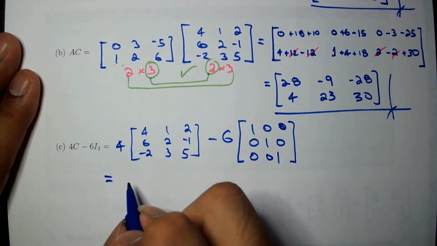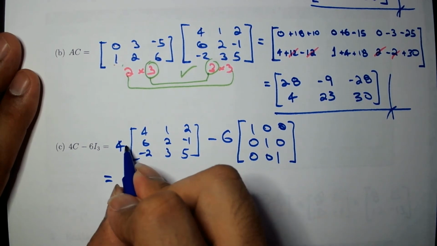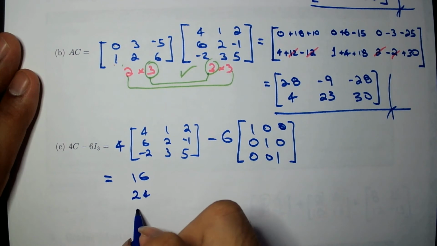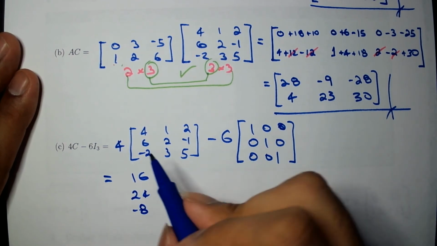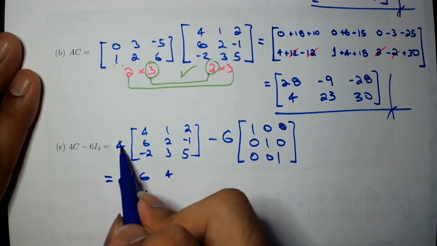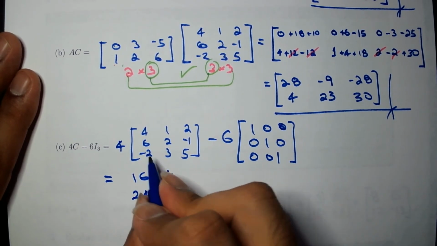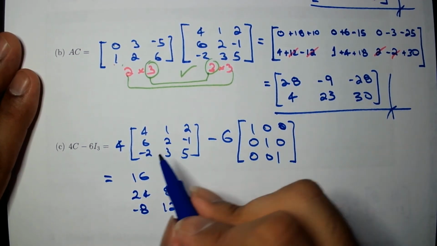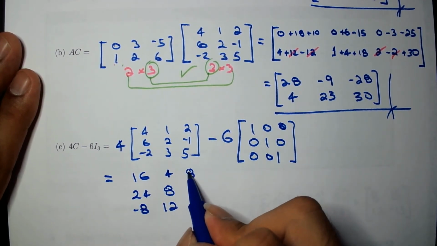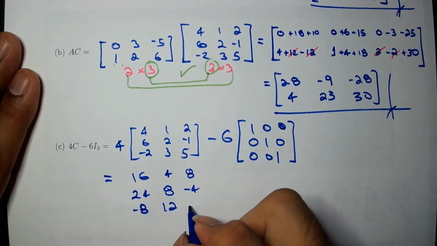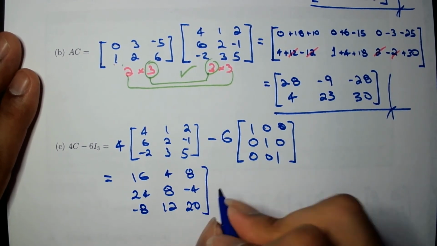So 4 times 4, which equals 16. 4 times 6, which is 24. 4 times negative 2, which is negative 8. 4 times 1, which equals 4. 4 times 2, which equals 8. 4 times 3, which equals 12. And then for the last column, 4 times 2, which equals 8. 4 times negative 1, which equals negative 4. 4 times 5, which equals 20.